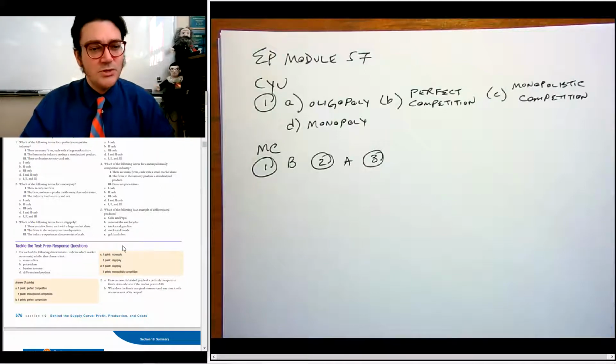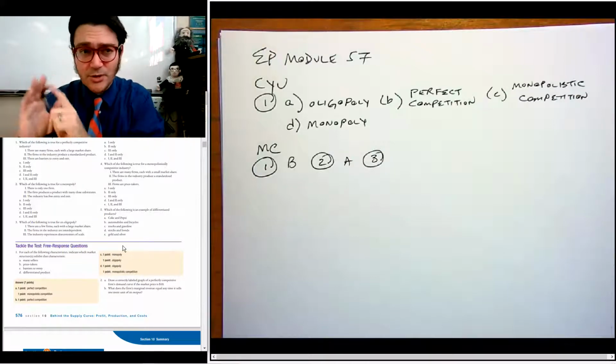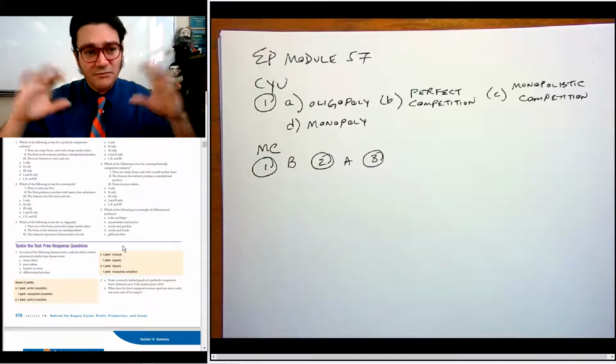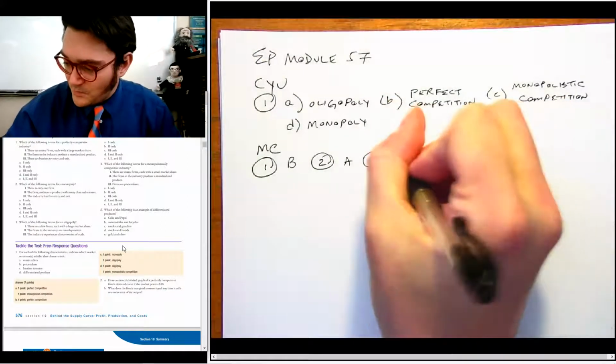3, the industry experiences diseconomies of scale. That doesn't even make sense. Diseconomies of scale refers to one company, right? We don't talk about a whole industry that way. That would be kind of strange. So 3 is actually just like a false presupposition. So we'd say 1 and 2 only, which would be D.